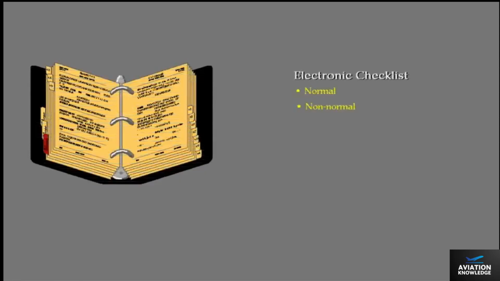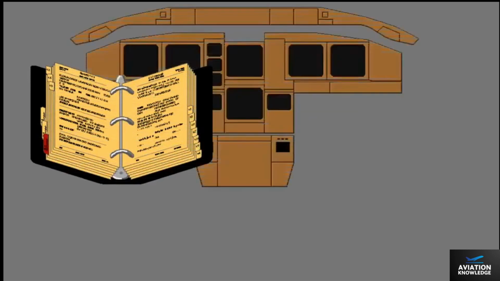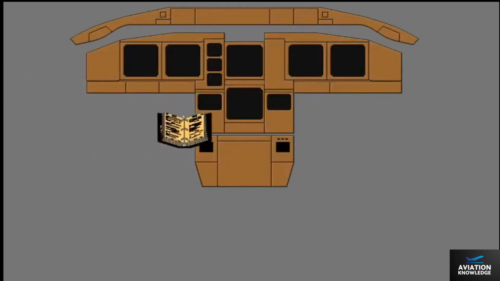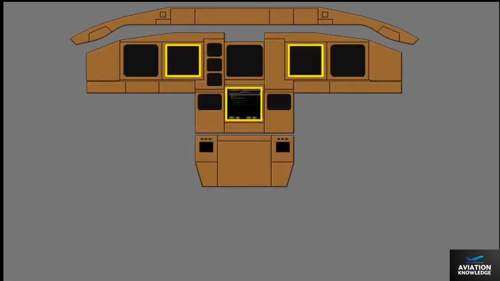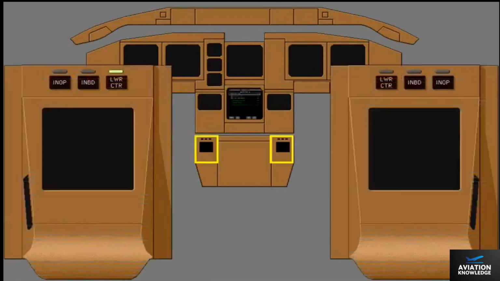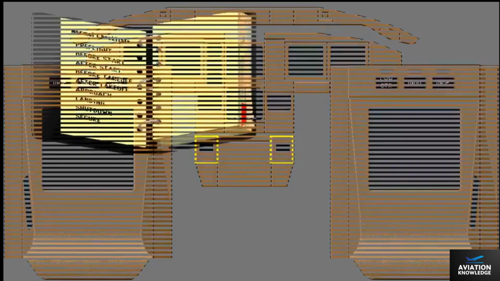The electronic checklists contain all the checklists found in the operations manual. This includes the normal checklists and the non-normal checklists. The checklist can be displayed on any of the 3 MFDs. Either cursor control device is used to operate the checklist.